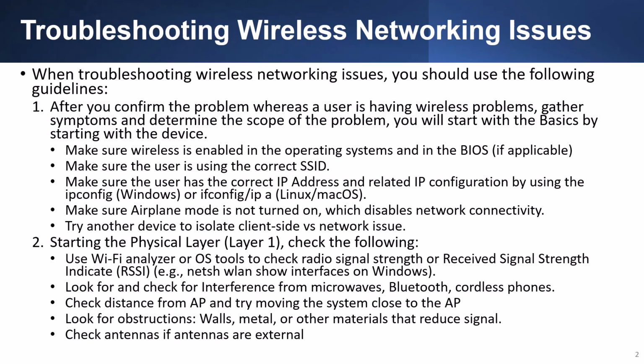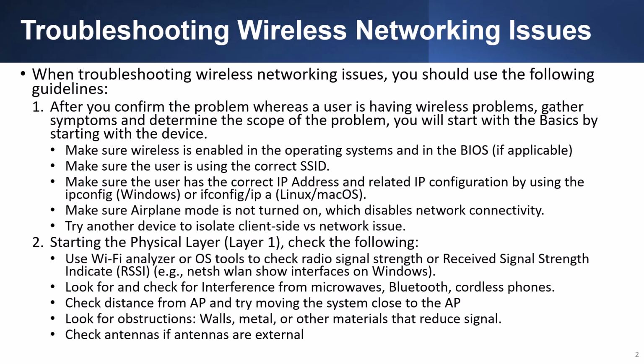Next, you will start with the OSI model, starting with the physical layer, and we will work our way up. Starting at the physical layer, layer 1, check the following. Use a Wi-Fi analyzer or OS tools to check radio signal strength or receive signal strength indicator. Look for and check for interference from microwaves, Bluetooth, and cordless phones.